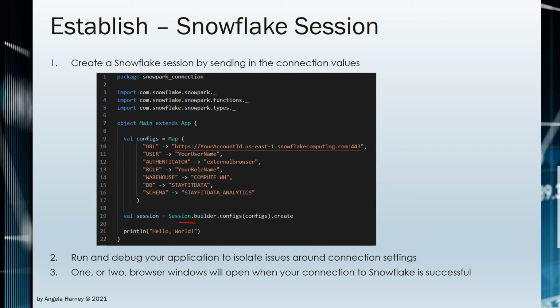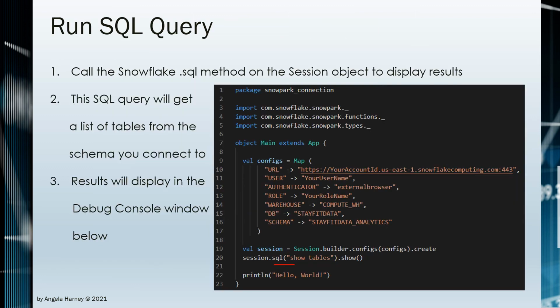Next, create a session object that sends in the map configs object as a parameter and debug your application. The code shown here will only connect to Snowflake and show Hello World, but is an example of debugging one step at a time. Now we're ready to run a SQL query.